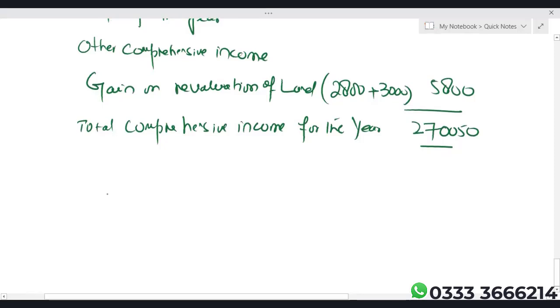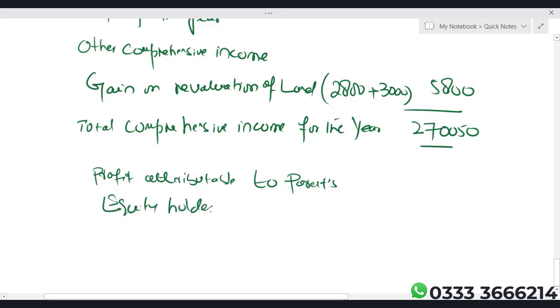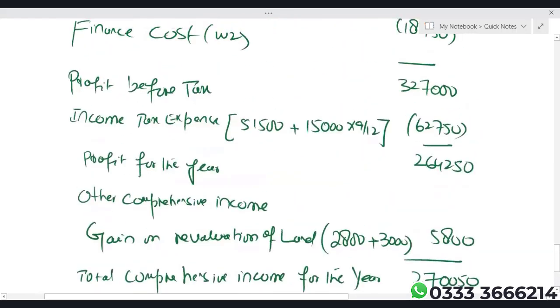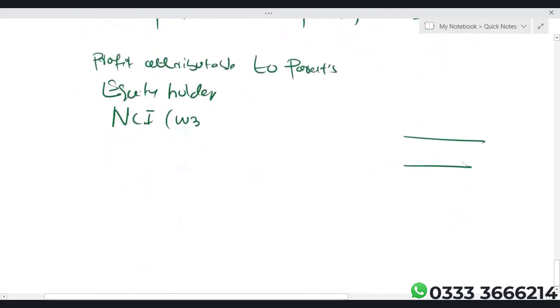P&L will be a little bit longer than the usual. Profit attributable to parent's equity holders, and then NCI. Let's say working 3. Whatever it comes. The amount of the profit is 2,64,250.